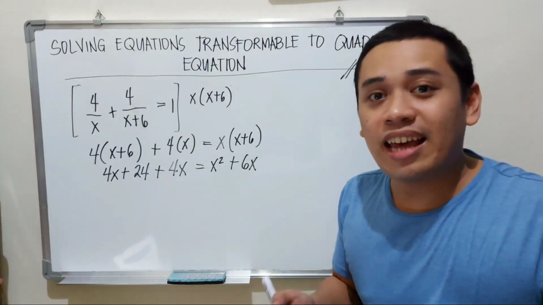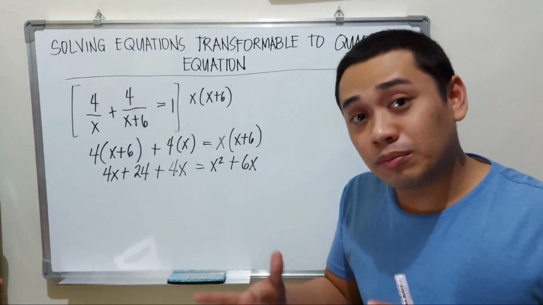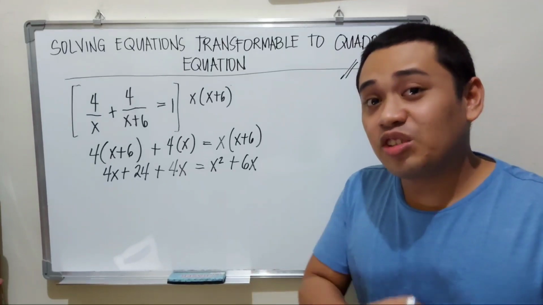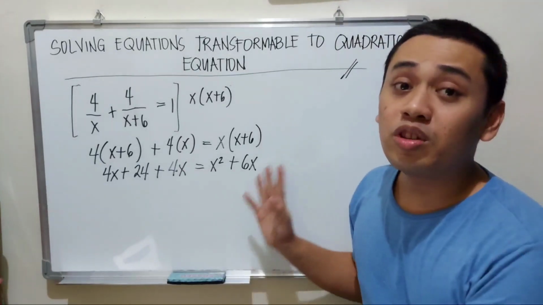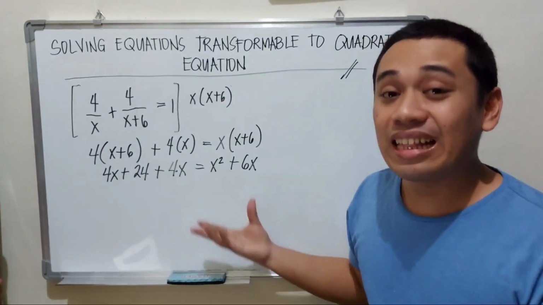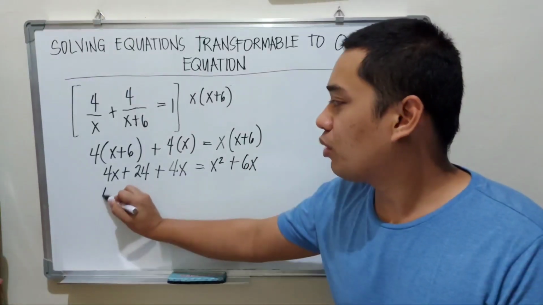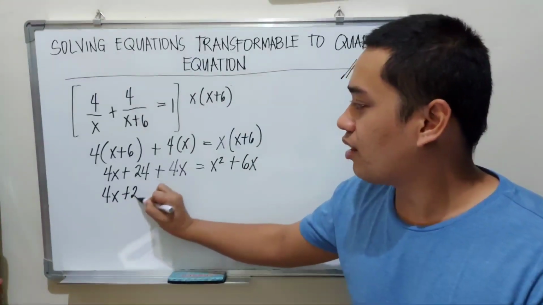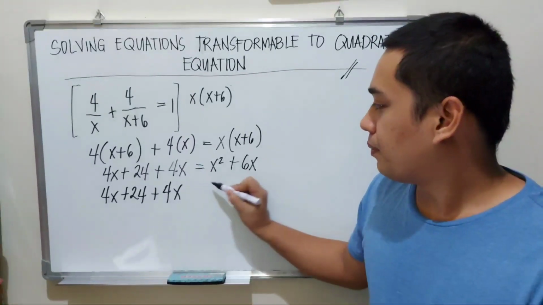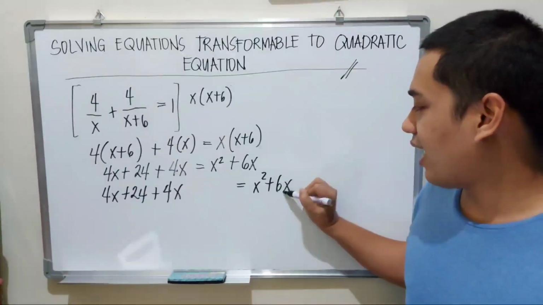Combining like terms is like adding x squared to every x squared terms, adding x terms to all the other x terms, and constant adding to every constant na meron ka. We need to put all the terms to the left side and equate it to 0 by adding the additive inverse of the terms which are found on the right. Then it will become 4x plus 24 plus 4x is equal to x squared plus 6x.